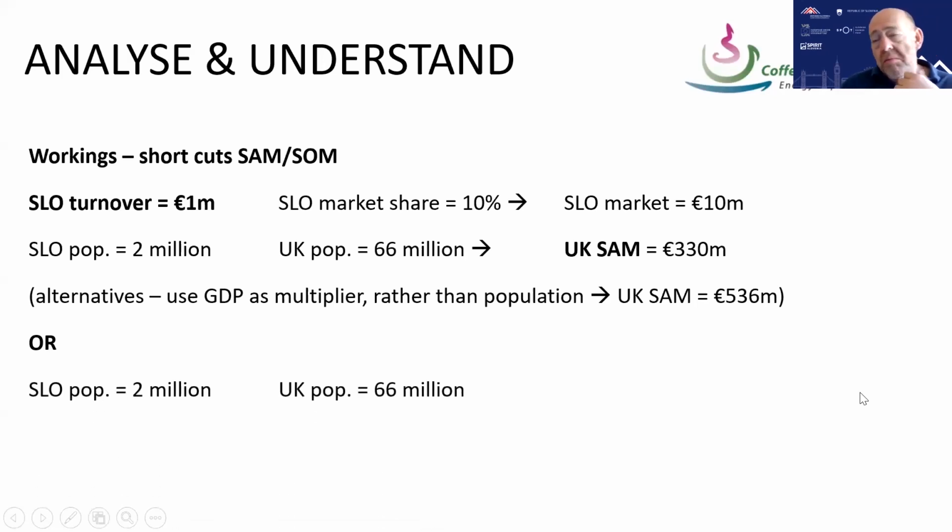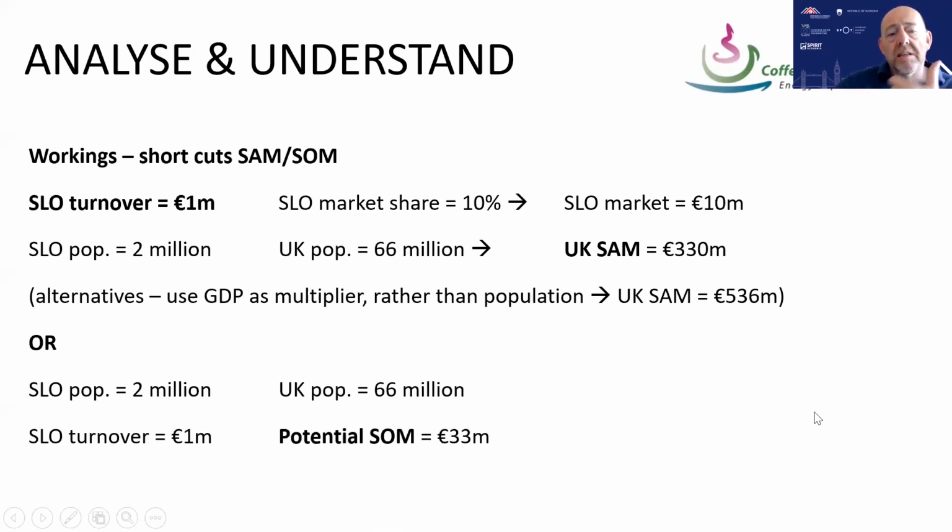Another way you can do it, again, very quickly: Slovenian population 2 million, UK 66 million, turnover 1 million, therefore potential 33 million in the UK. That's one way to look at it.